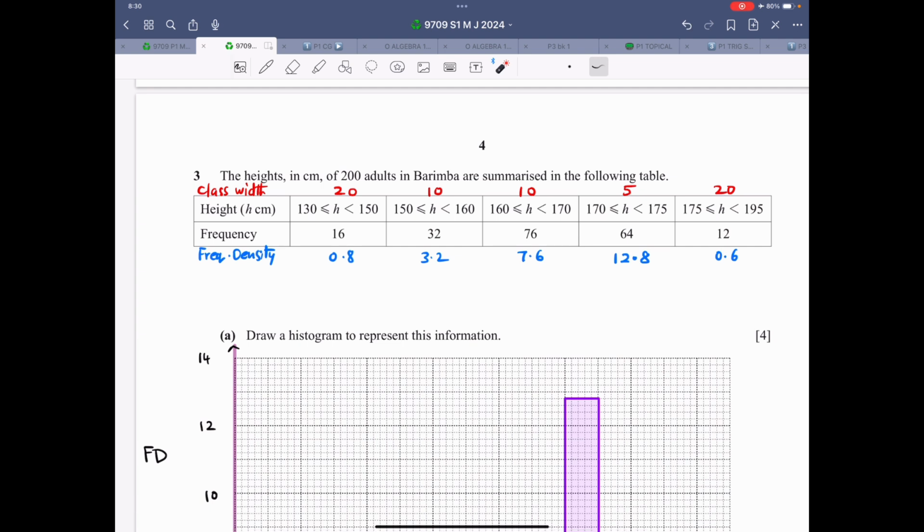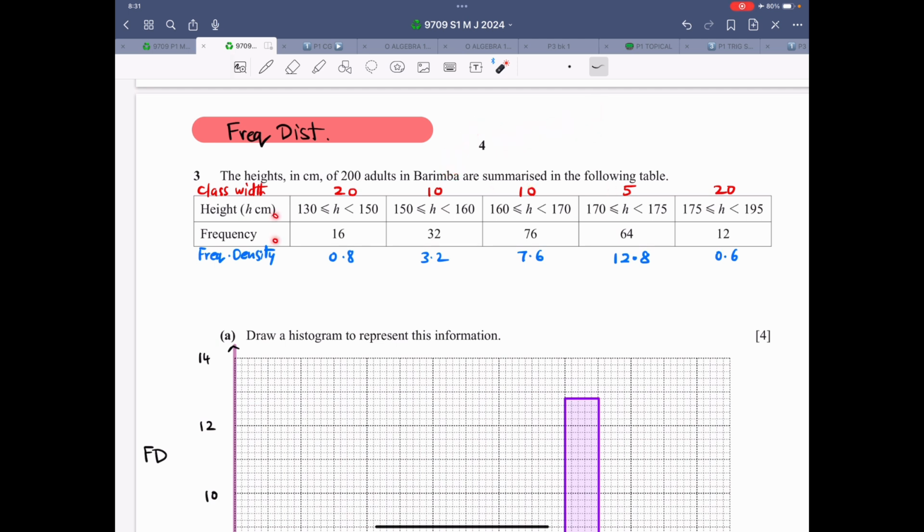The third one, which I personally find boring to draw because the other things are so interesting, but still what you need to do, you need to do. So this is frequency distribution. Let's get started with this one. Now it says the heights in centimeters of 200 adults in this particular town. They have all these weird names for these towns, are summarized in the following table.